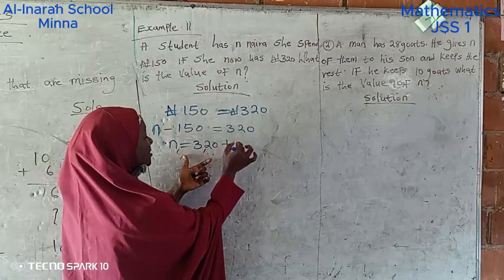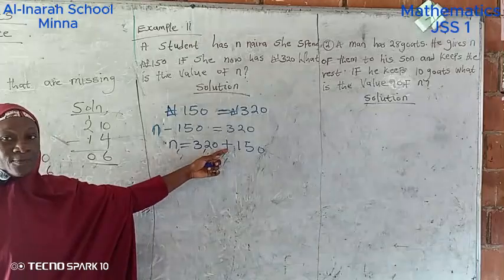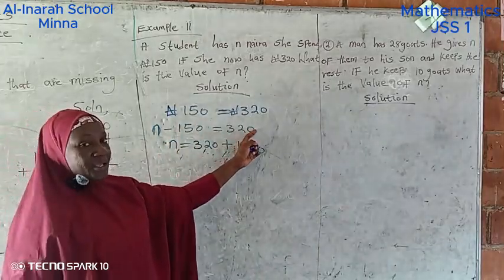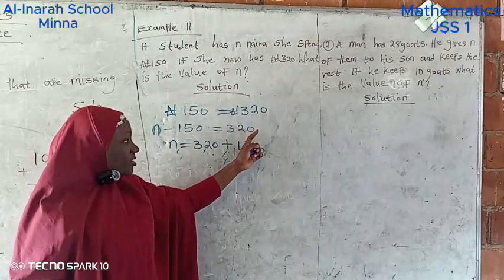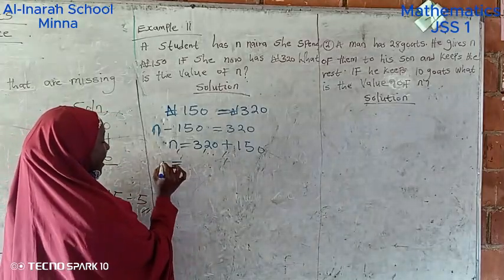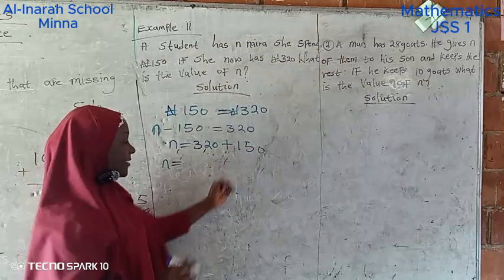So now we are going to say 320 plus 150. The reason why it turns to plus is that when you are taking a number to the other side, it will now be addition. It will not be subtraction again. So here, our n is equals to 320 plus 150.